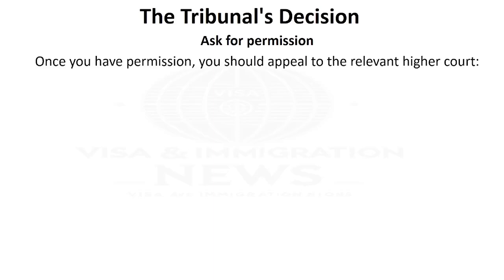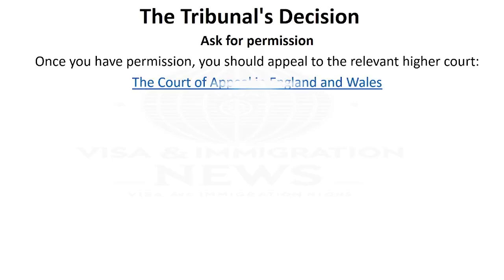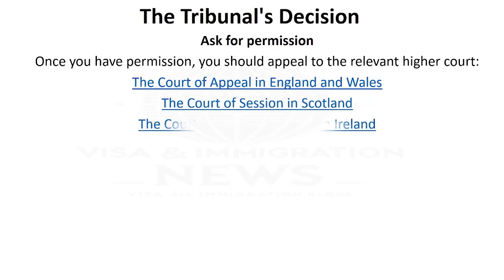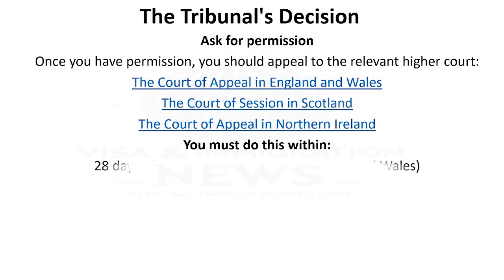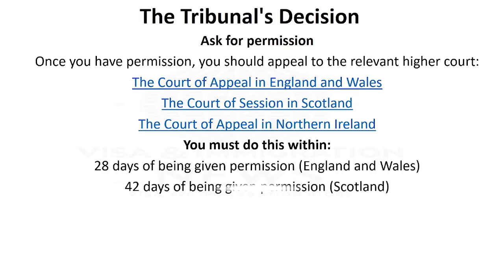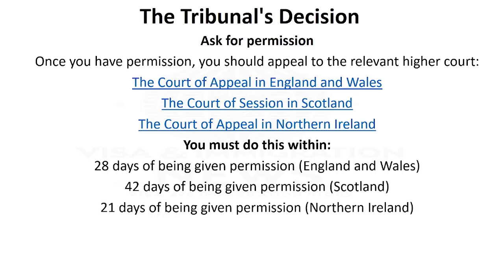Once you have permission, you should appeal to the relevant higher court: the Court of Appeal in England and Wales, the Court of Session in Scotland, or the Court of Appeal in Northern Ireland. You must do this within 28 days of being given permission in England and Wales, 42 days of being given permission in Scotland, and 21 days of being given permission in Northern Ireland.